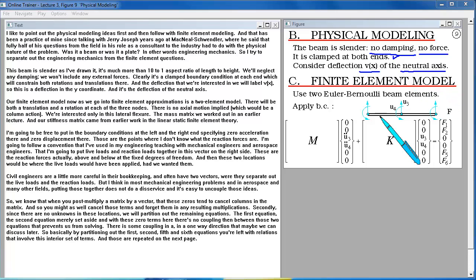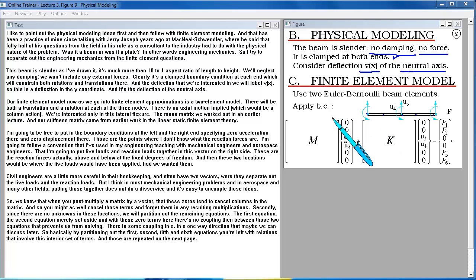Our finite element model now, as we go into finite element approximations, is a 2-element model. There will be both a translation and a rotation at each of the 3 nodes. There is no axial motion implied, which would be a column action. We're interested only in this lateral flexure.